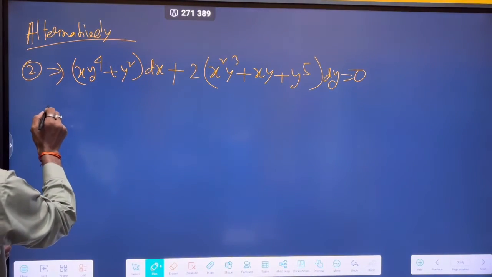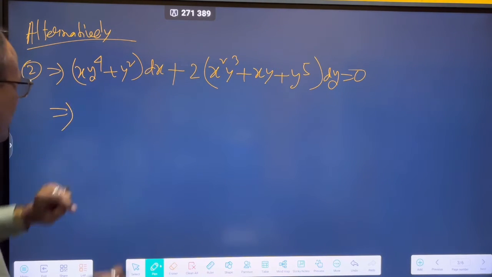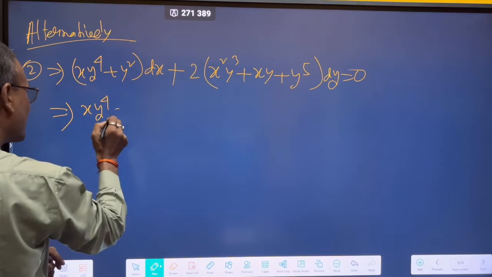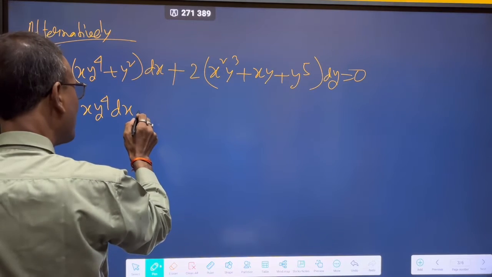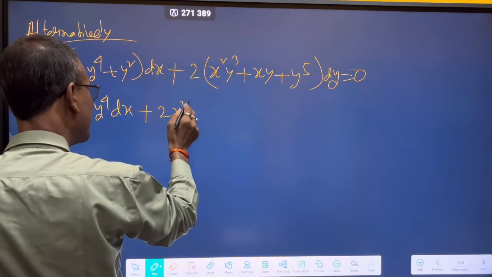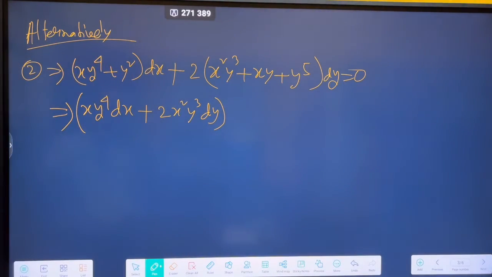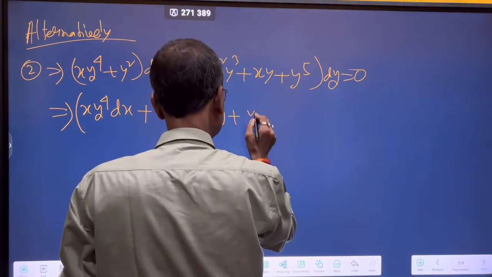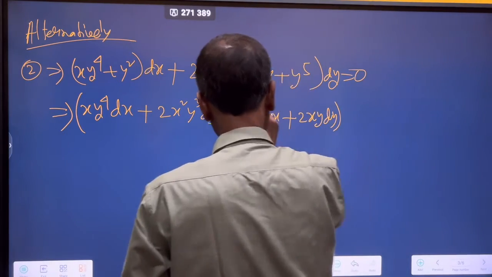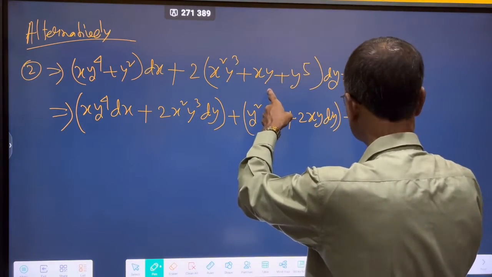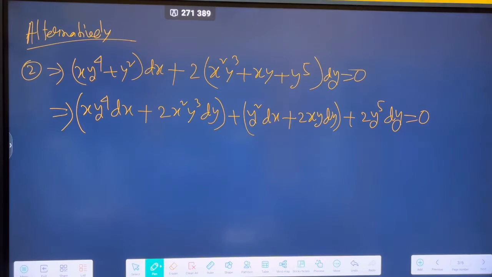Now, group it. This is for x y to the power 4 dx, plus twice x square y cube dy, plus y square dx plus twice xy dy, plus 2 times y to the power 5 dy equal to 0.